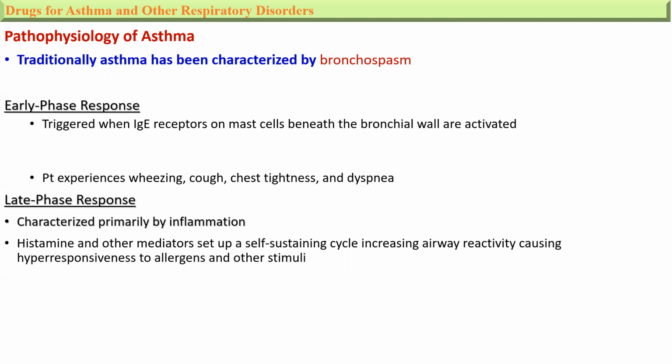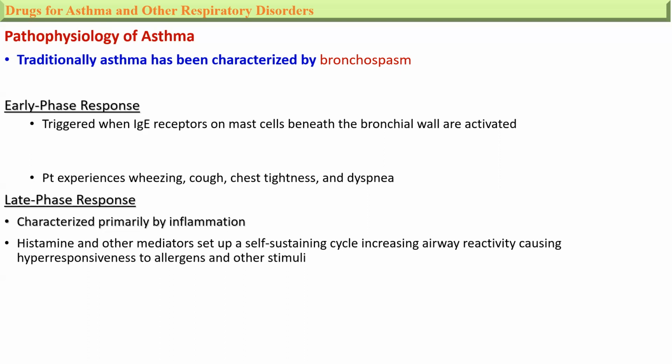Now, in terms of early phase and late phase response, the early phase response is triggered when the immunoglobulin type E receptors on the mast cells become activated. They will release inflammatory mediators like histamine, bradykinin, leukotrienes, prostaglandins, chemotactic factors, and cytokines. All of these are inflammatory mediators that will be released from the activation of the IgE receptor in the mast cells.